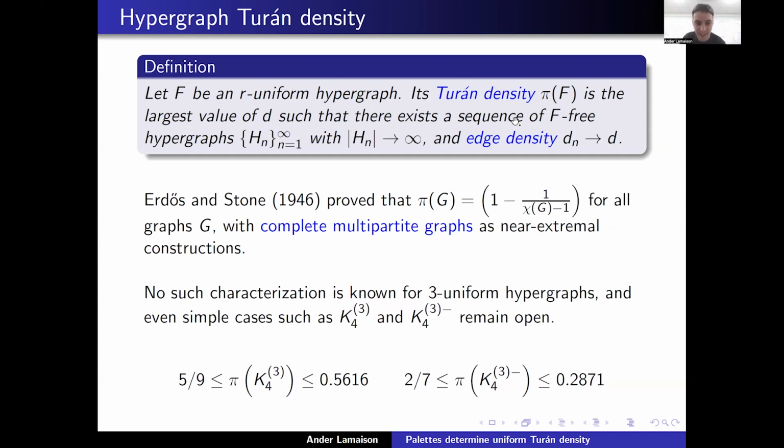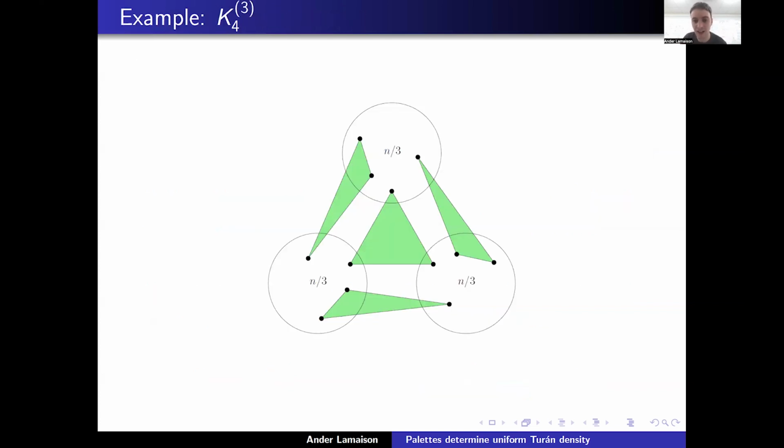And the whole point of this slide is that for graphs, this is very easy. It's the Erdős theorem. It depends only on the chromatic number. But determining the Turán density of hypergraphs is very hard, even for 3 uniform hypergraphs. Cases as simple as K4 or even K4 minus an edge turn out to be really hard. For example, this is the conjectured asymptotically extremal configuration for K4, and it has edge density 5/9.